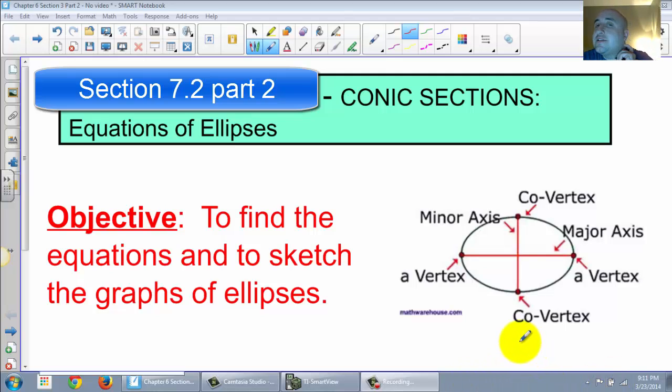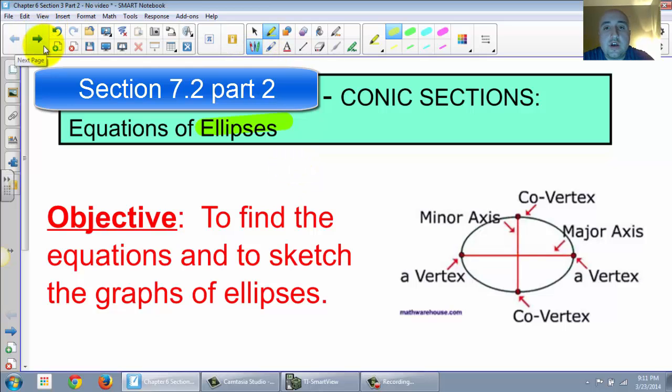We're still talking about conic sections, and we are still in the section that is talking about ellipses. Remember, ellipses are the ovals. The only difference between this part and part 1 is that we're going to do a little more challenging problems in this part of this section. We've already done the basic introduction problems. Now we're going to get a little bit deeper into the material.